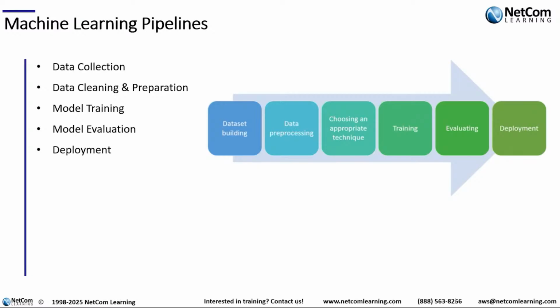Finally, we have deployment, and this is where the trained model is integrated into the production environment, like an app, a website, or an internal system. It now takes in real-world data and provides predictions that support business or user decisions. Once deployed, models must be monitored for drift and performance drops, and retrained as needed.